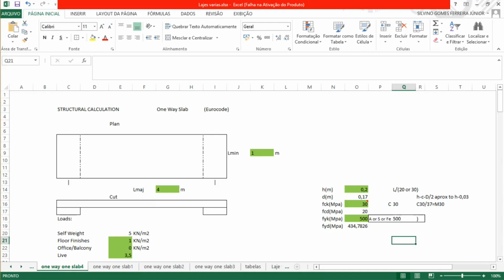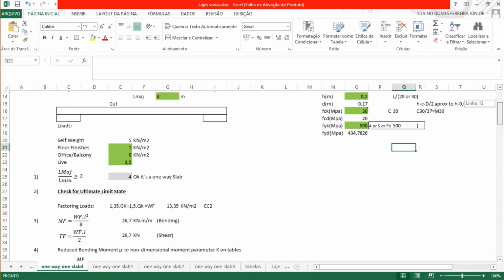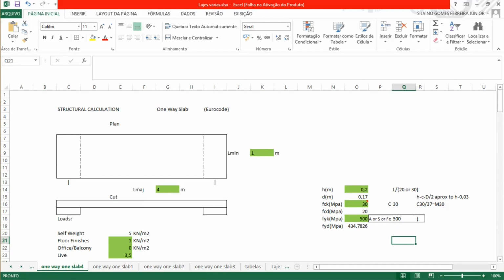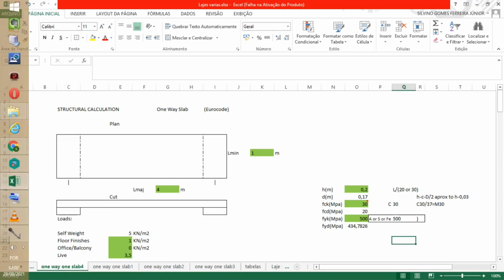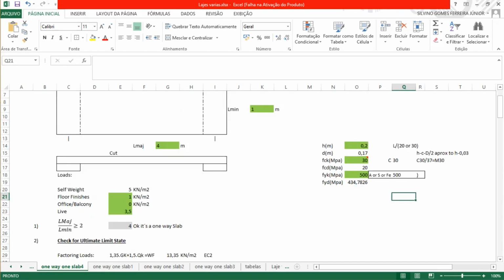So with this data we can start calculating this one-way slab. She's automatically a one-way slab, as we can see, because she's supported on opposite sides, brick walls or beams. That's why, but we could calculate that.